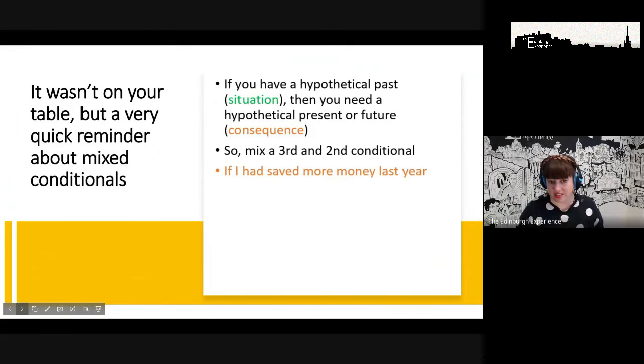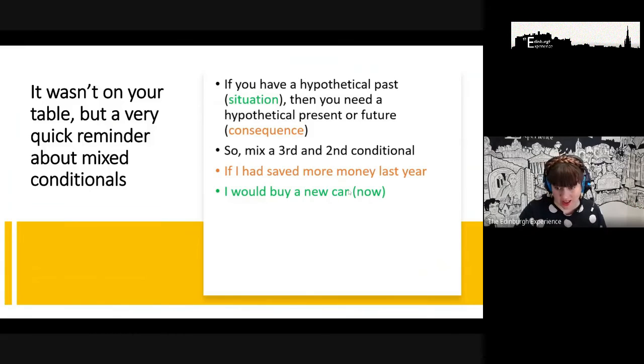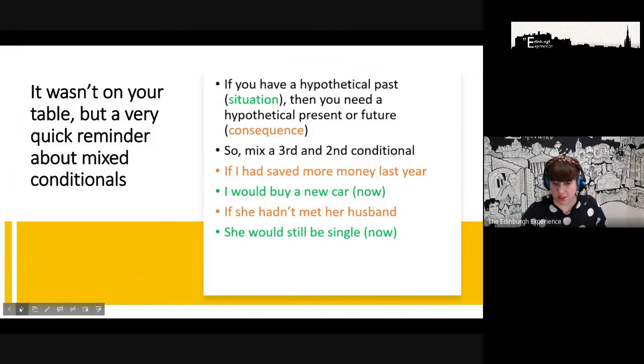So for example, if I'd saved money last year, I'd buy a new car now. This is my hypothetical past. The hypothetical result of that in the present is this, but neither of those things happened. If she hadn't met her husband, she'd still be single now. So in the past, this is my hypothetical situation that didn't happen, and this is the hypothetical result of that now, which again didn't happen. So we use the third conditional part here and the second conditional part here.